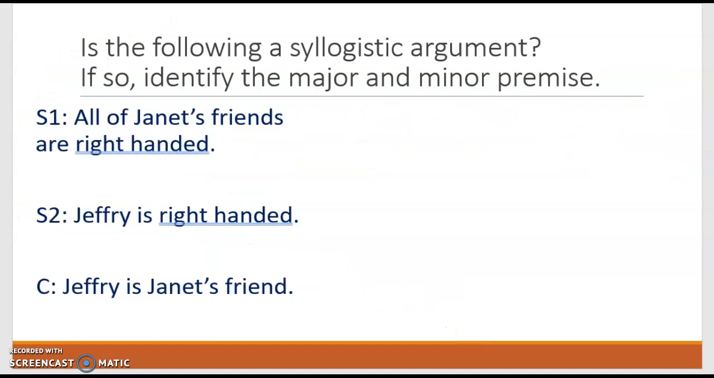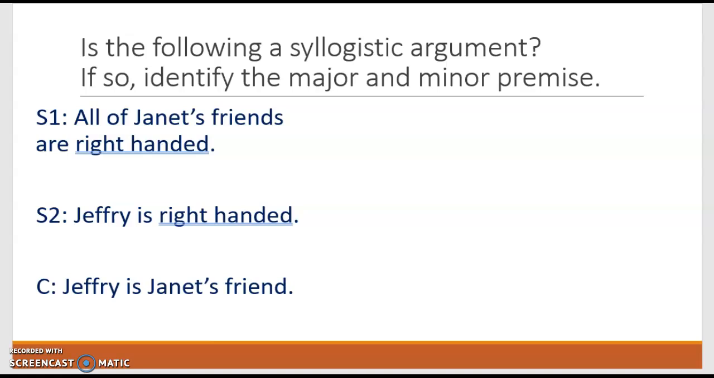All right, let's do another example. Is the following a syllogistic argument? If so, identify the major and the minor. Statement one: all of Janet's friends are right-handed. Statement two: Jeffrey is right-handed. Therefore, Jeffrey is Janet's friend.